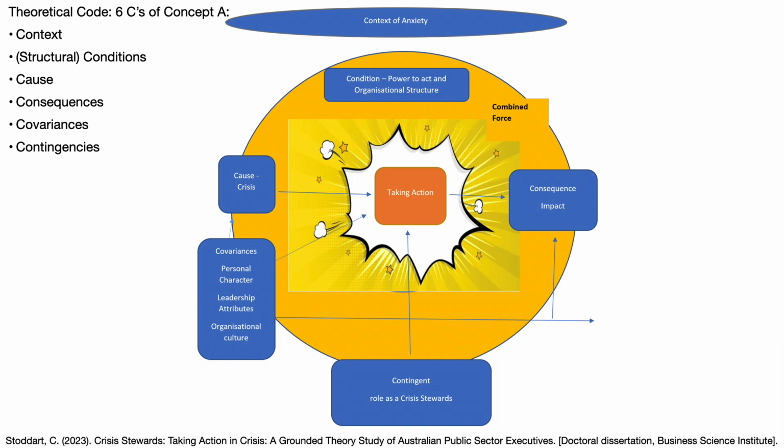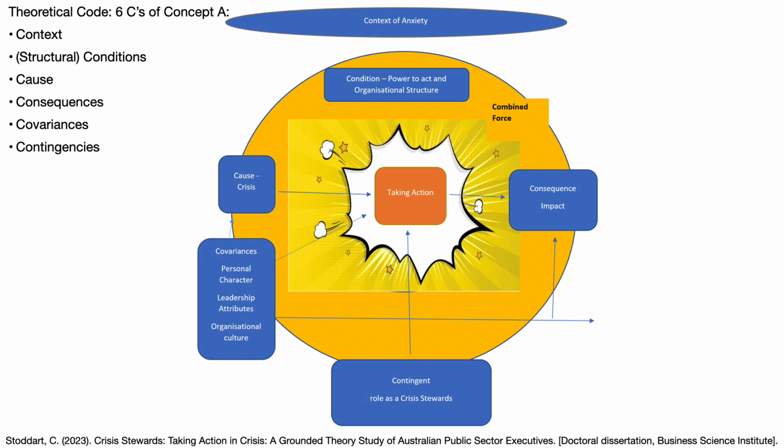Taking action is concept A and is the core category of the theory, which is the concept to which all other concepts relate. Taking action is triggered or caused by the substantial, persistent and unpredictable nature of the threat of the crisis. The consequence of taking action is the impact of that action at the societal, sector or organisational level. In this study, taking action is contingent on the role of crisis steward.